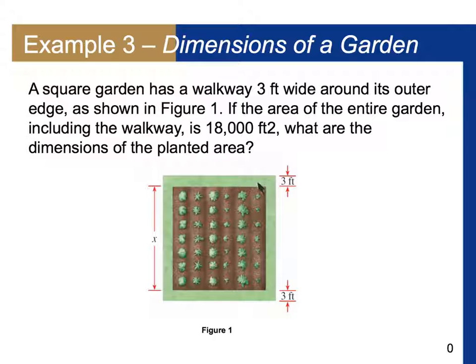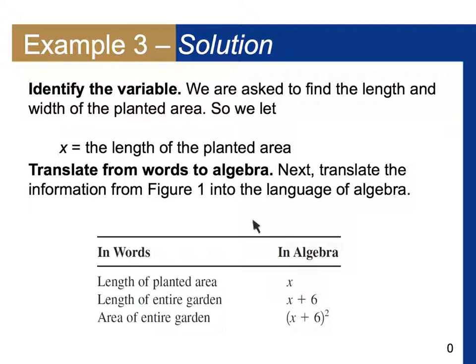And then we can see that it's 3 feet around on each side. Okay, so we'll start by identifying a variable x as the length of the planted area, the length of the inner garden. Okay, and then translate from words to algebra. So the length of the planted area is x.